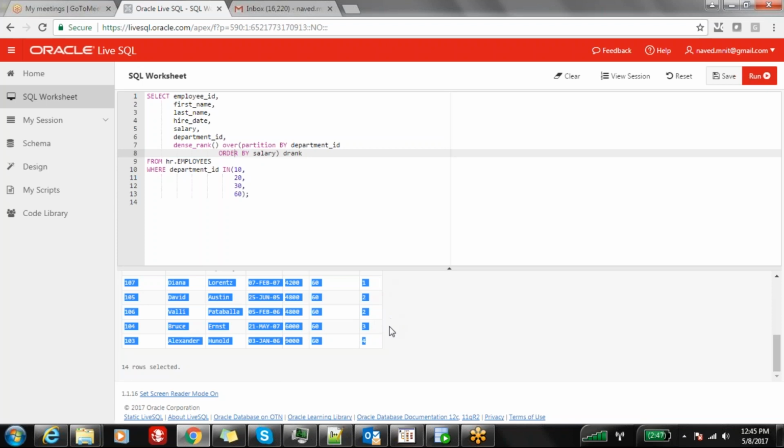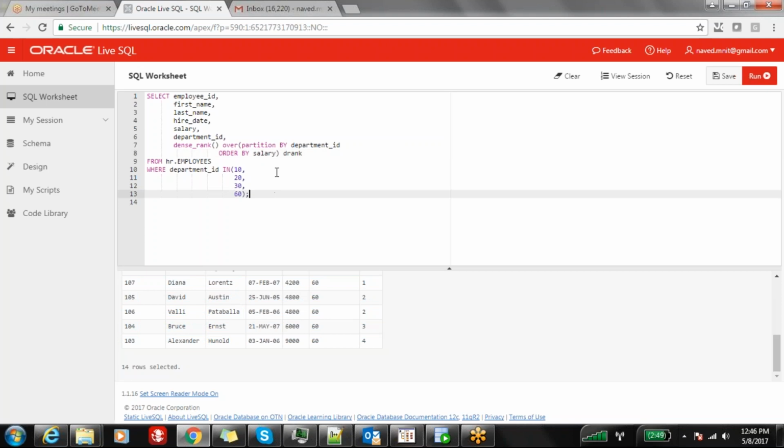So it is not going to skip the rank 3, right? The rank function will have the output as 4 for this particular row. But in the dense rank function, it is not going to behave like this. It is going to assign the next rank. It is not going to skip any rank. I hope you understood the concept over here for dense rank.